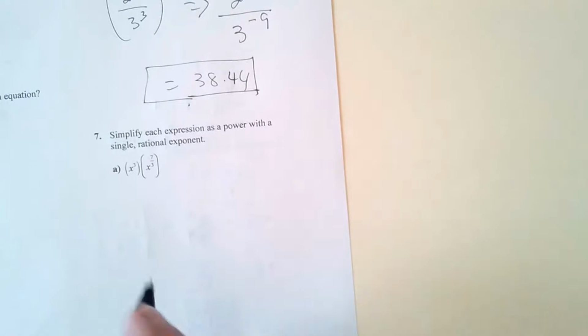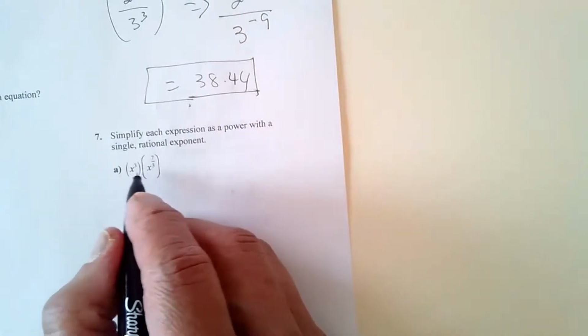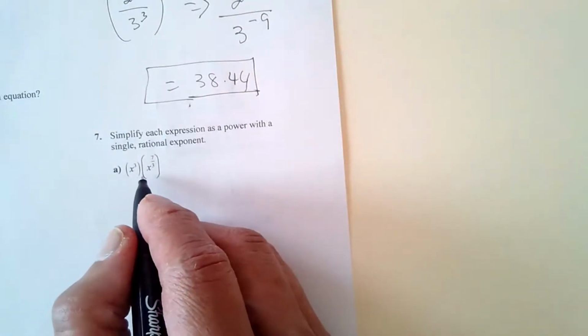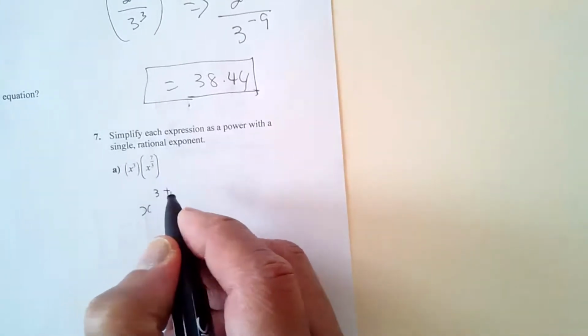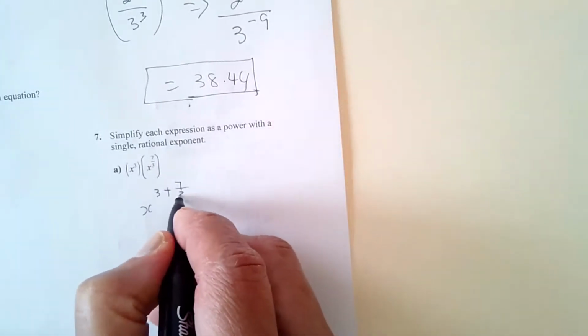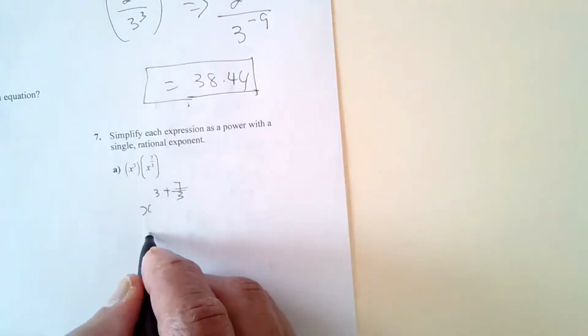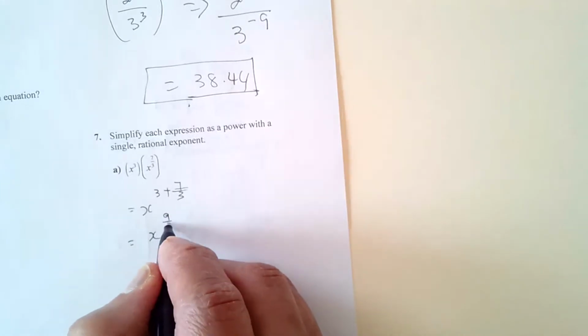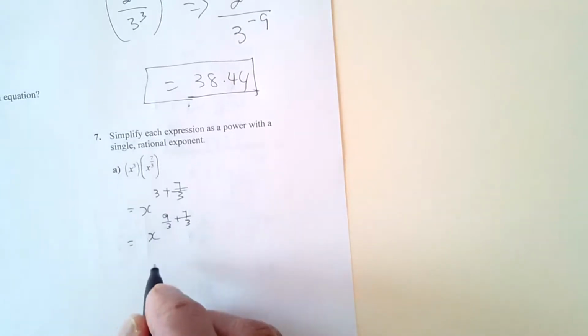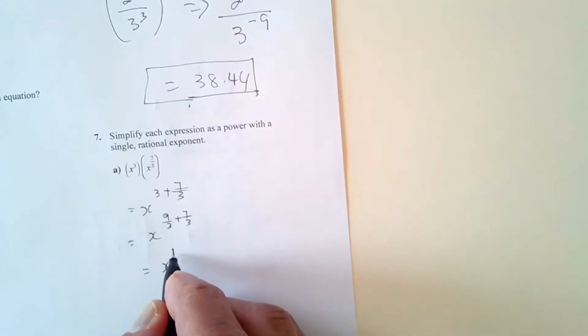And the final one, because we're multiplying, basically the same, we add the exponents. x to the power of 9 over 3 plus 7 over 3 gives me x to the power of 16 over 3.